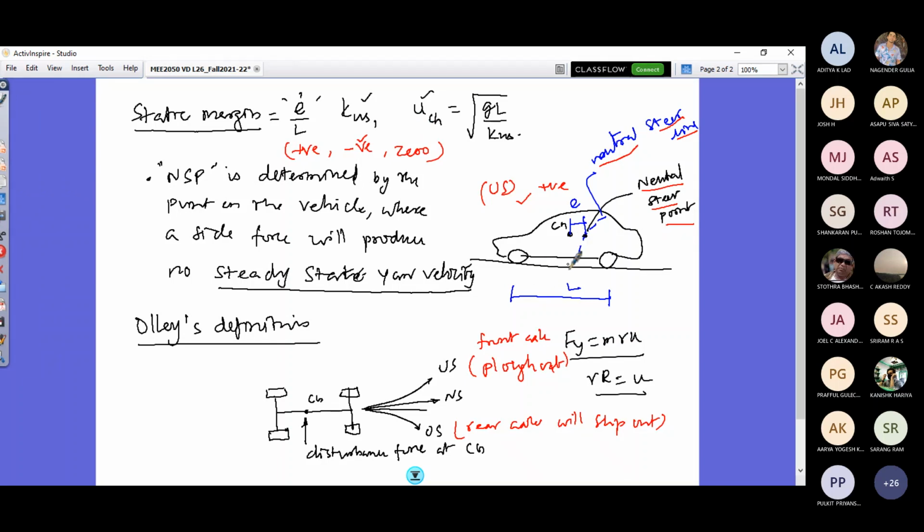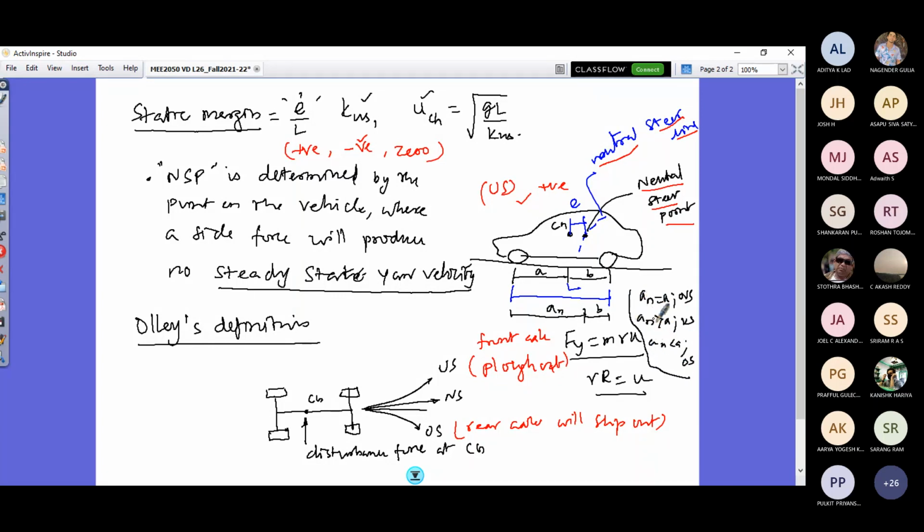You know that CG is normally represented from the front axle at a distance A, and from the rear axle at a distance B. And you can now consider this point, the neutral steer point, represented at a distance AN. The subscript N here refers to the neutral steer point, and then the remaining distance is B. If this AN is equal to A, it is a neutral steer tendency. If this AN is greater than A, it is an understeer vehicle. If this AN is less than A, then it is a vehicle of oversteer tendency.